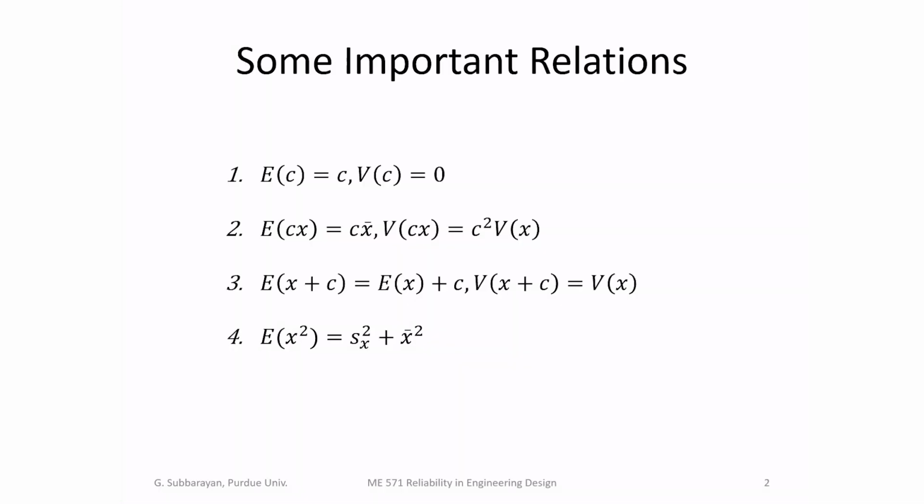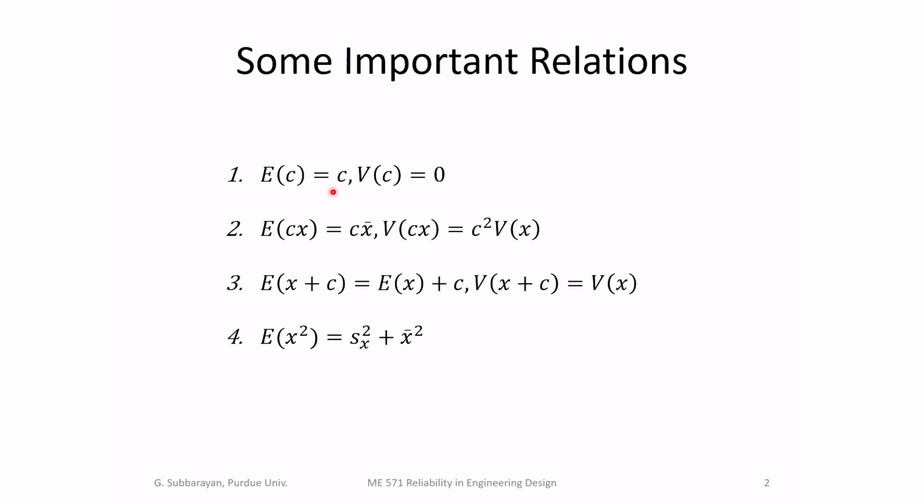So these are the relations that I'm going to go through and derive. There are 4 important relations. C here is a constant. The expected value of a constant is the constant itself. The variance of a constant is 0. Remember, variance represents a spread. Expected value represents a central tendency.